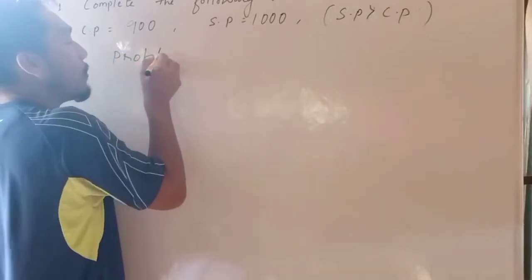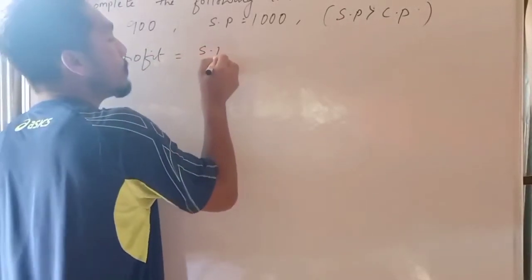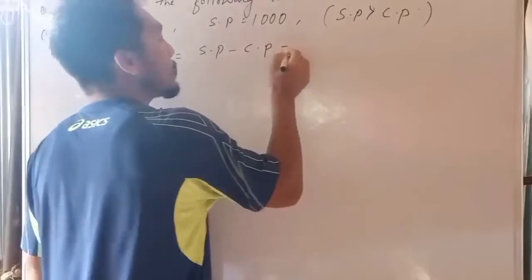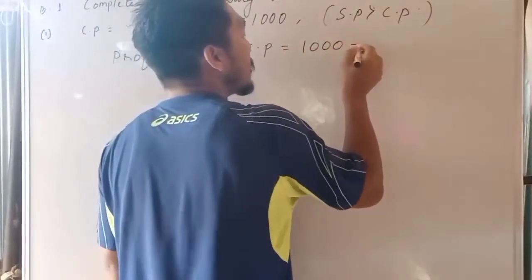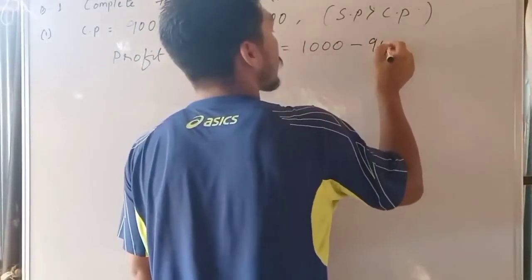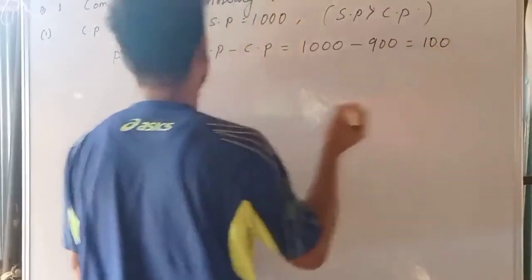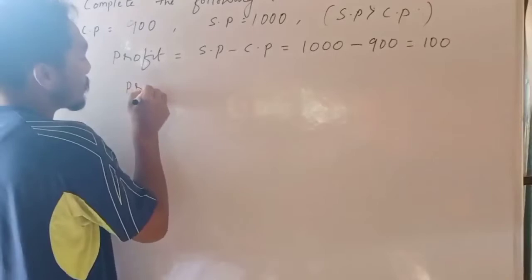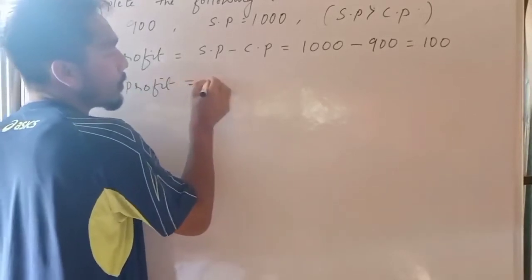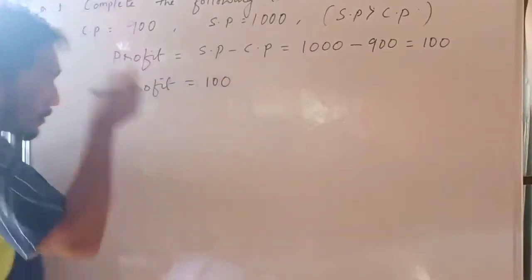Profit is equal to SP minus CP. SP is 1000 and CP is 900. If you subtract, your answer will be 100. So your profit is 100 here.